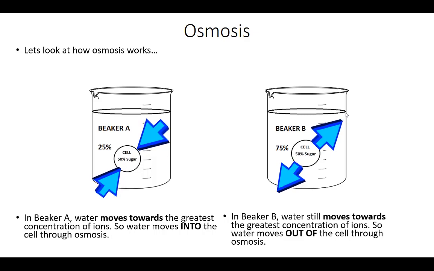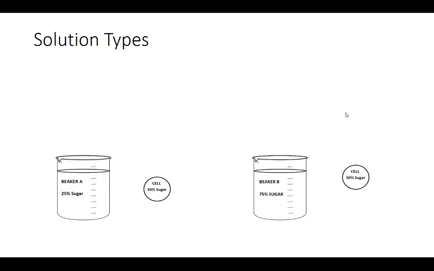Now, some people think, well, why can't the sugar move? Well, sugar is too big. It won't fit through the cell membrane, not through diffusion. So it's always going to be the water that moves. All right, so now that we've talked about that a little bit, let's look at the solution types.